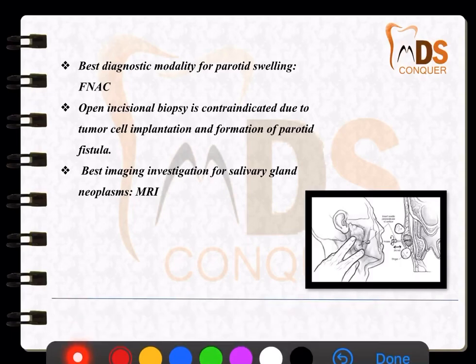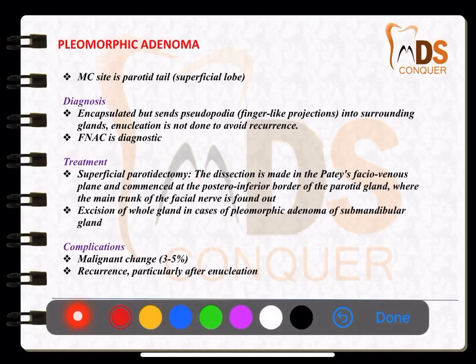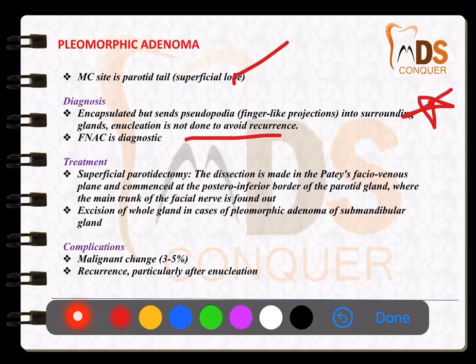So coming to the famous tumor of the salivary glands, which is the pleomorphic adenoma. We know the parotid gland, the superficial lobe or the parotid tail, is the common site for that, and it is encapsulated, but it has finger-like projections. That's the reason enucleation should not be done. If it is done, then it causes recurrence. So this point is very important. Enucleation is not the treatment modality.